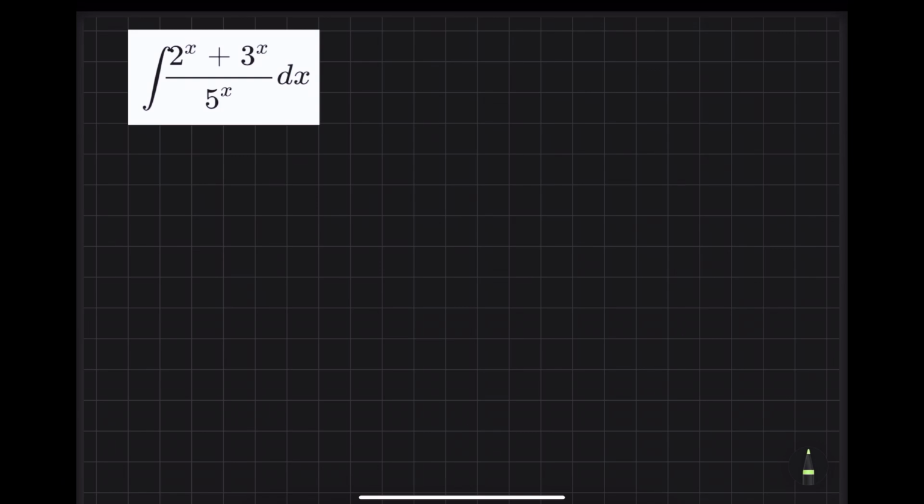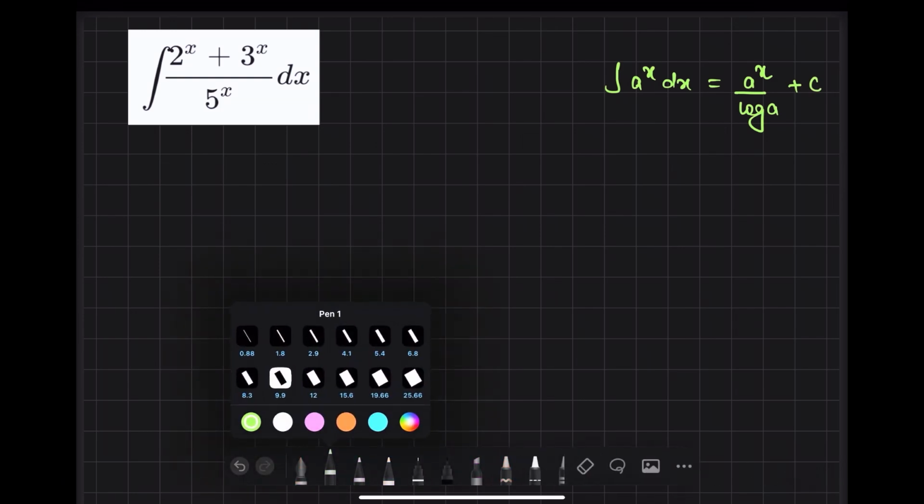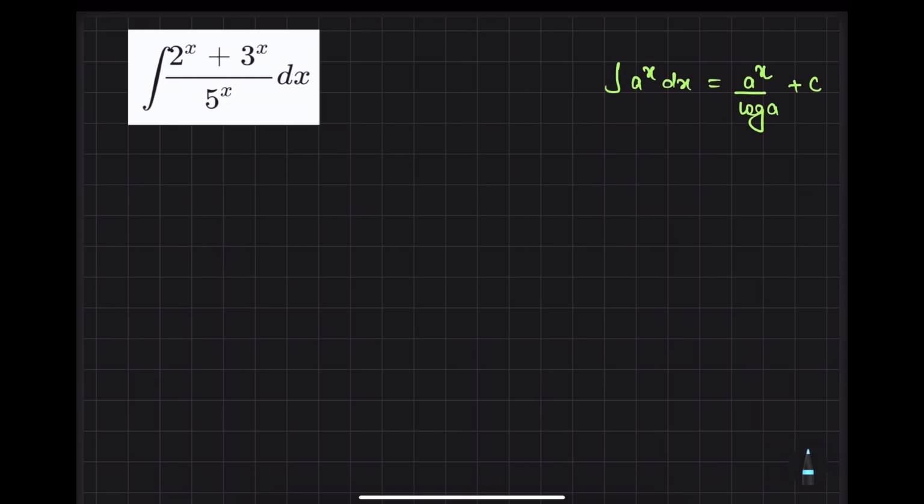Look, if you observe this question, we have (2^x + 3^x) / 5^x dx. So we have to integrate this part. If we had only 2^x, we could directly apply that formula: integration of a^x dx is a^x / log a + c. Correct? But here we cannot apply it because we have something in the denominator waiting for its turn.